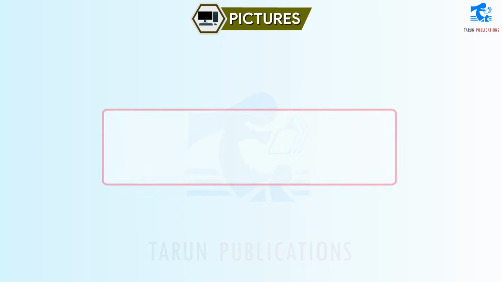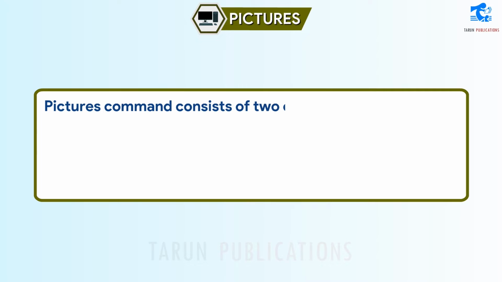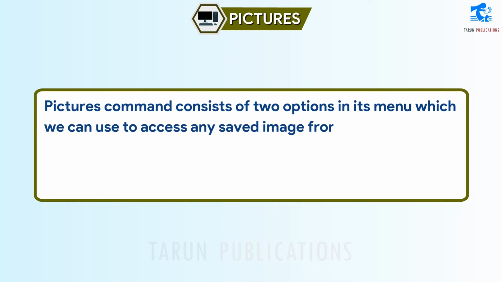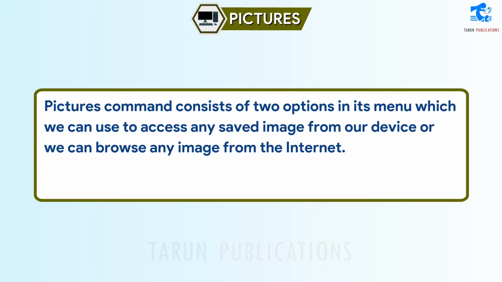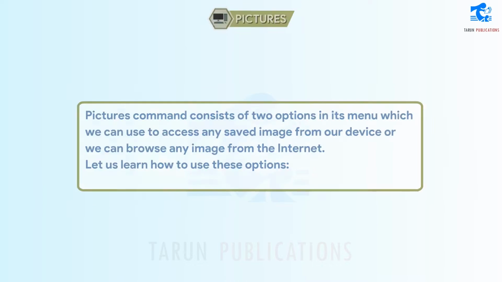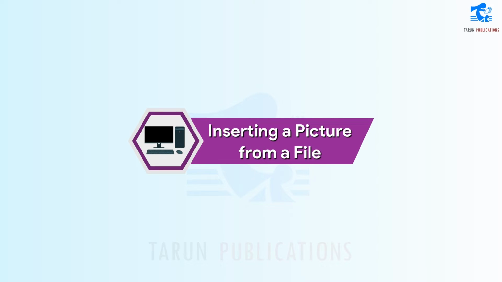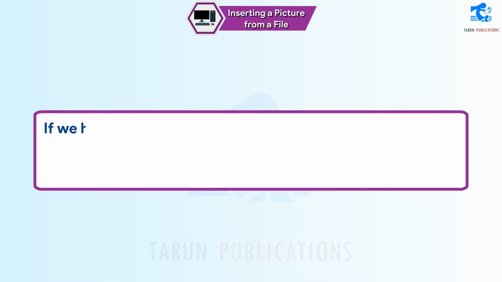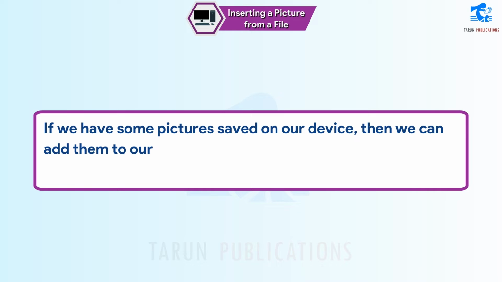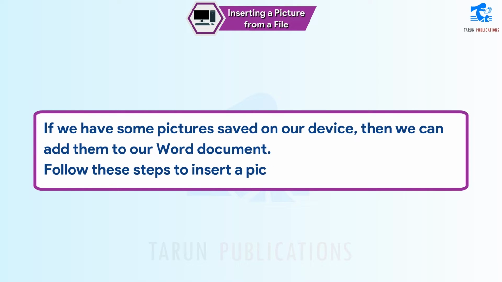Pictures. Pictures command consists of two options in its menu which we can use to access any saved image from our device or we can browse any image from the internet. Let us learn how to use these options. Inserting a picture from a file. If we have some pictures saved on our device, then we can add them to our Word document. Follow these steps to insert a picture from a file.